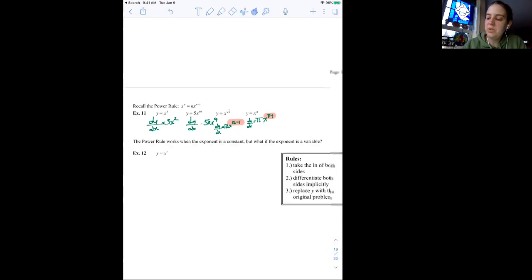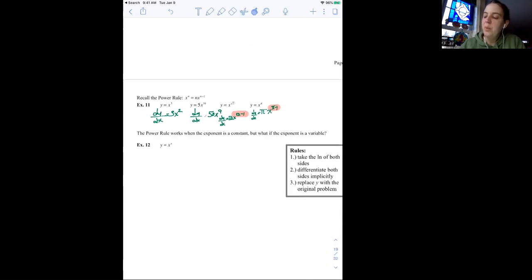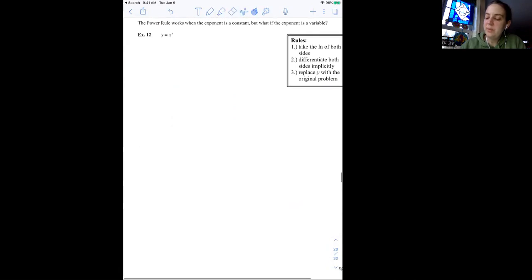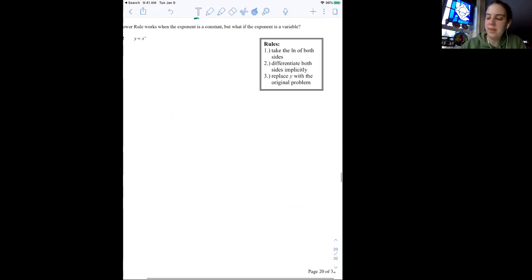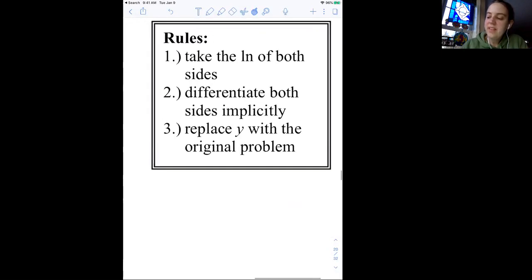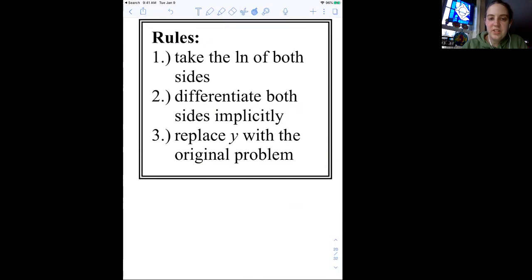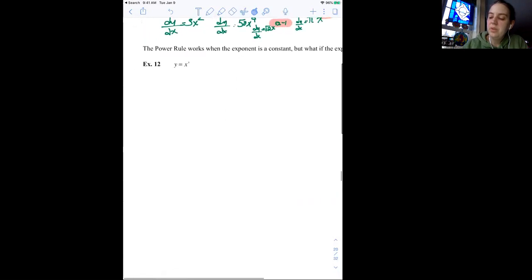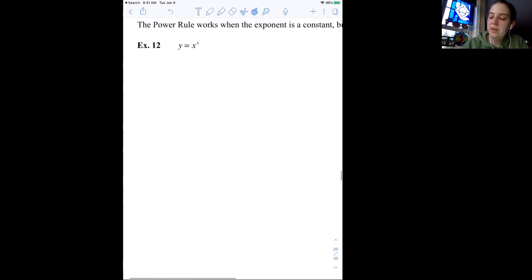So those are all power rule. Nice, neat ones that we're used to and some kind of crazy ones. But what happens when I have an exponent raised to an exponent? And this is example 12. It's something you should see. I'm not sure that it's something I'm going to assess you on, especially because I'm not there in person to answer your questions in real time. These are my rules. Find the natural log of both sides, differentiate both sides implicitly, and replace y with the original problem. So here we go, example 12.